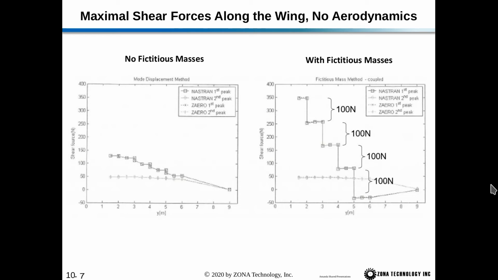Now if we look at the maximal shear forces along the wing with no aerodynamics, with the no fictitious masses, you can see that for the first and the second peaks are nearly continuous along the wing, which is not correct. However, with the fictitious masses, the first peak, you can see the jumps of 100 newtons here. And then our ZAERO and Nastran results agree very well. And then this is the second peak here. So obviously the with fictitious masses gives us the correct response.